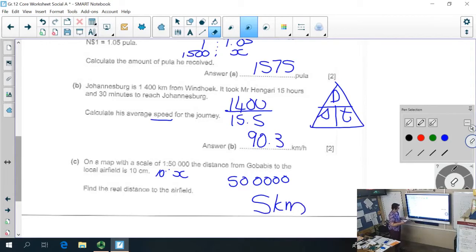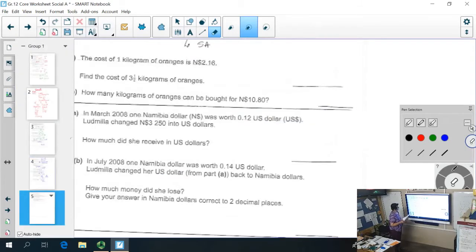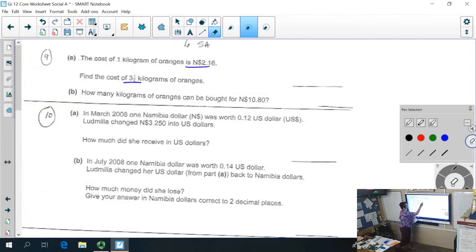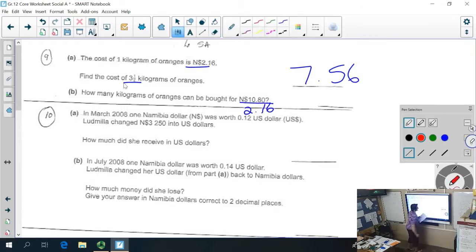Okay. Then the next page. Okay, the last page there. The cost of 1 kilogram of oranges is 2.16. Find the cost of 3.5. So you just multiply it with that one. We just multiplied, and I got 7.56. Then how many kilograms of oranges can be bought for $10? What must we do now? You'll have to divide this one by 2.16. We'll have to divide that one then there. And what is it? Yeah, you can buy 5 there.